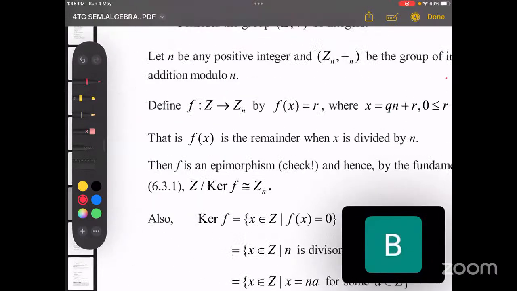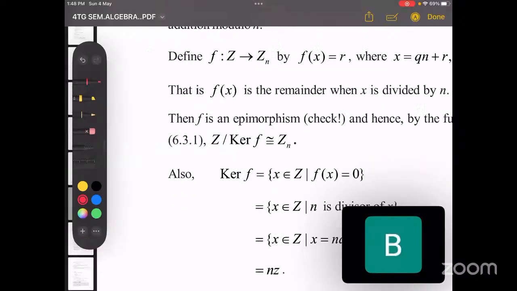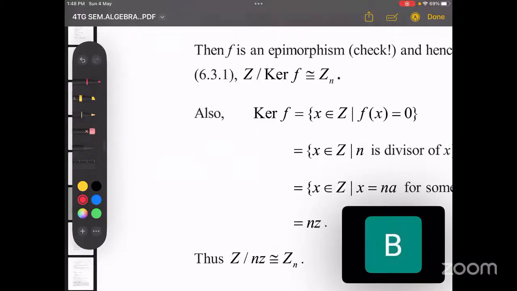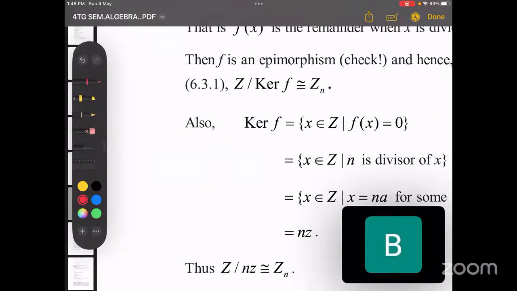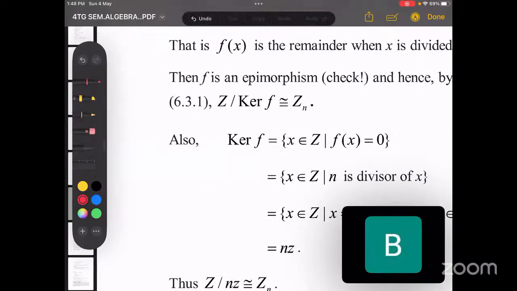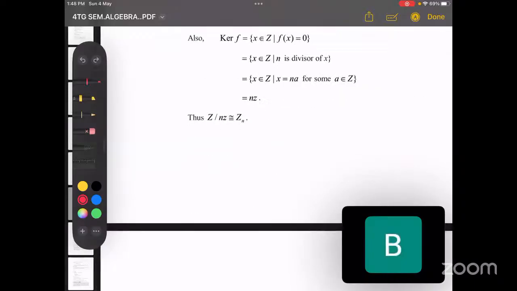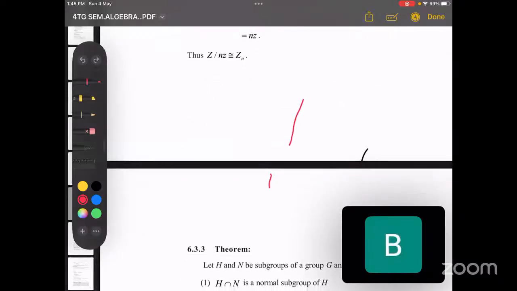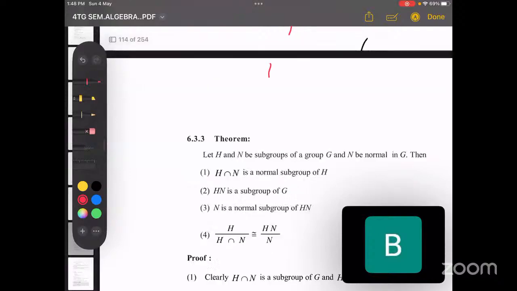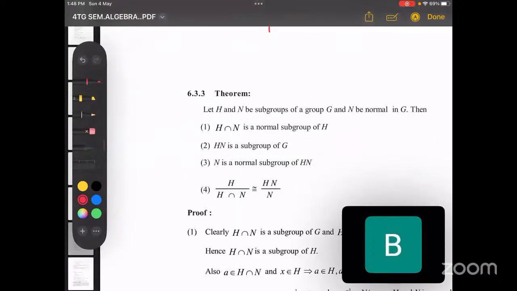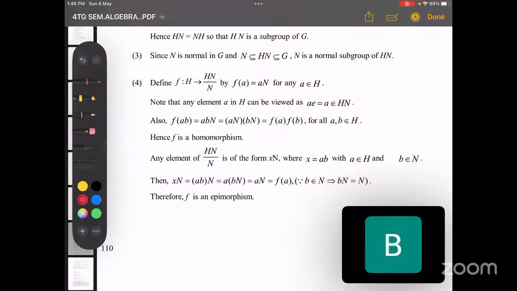After this, 6.4 is the permutation group. On this you have Cayley's theorem, which is very important. Sometimes this theorem is also asked in the examination as a 10 marks question. So if you are not getting the fundamental theorem of homomorphism, then this question will be asked as a 10 marks question.